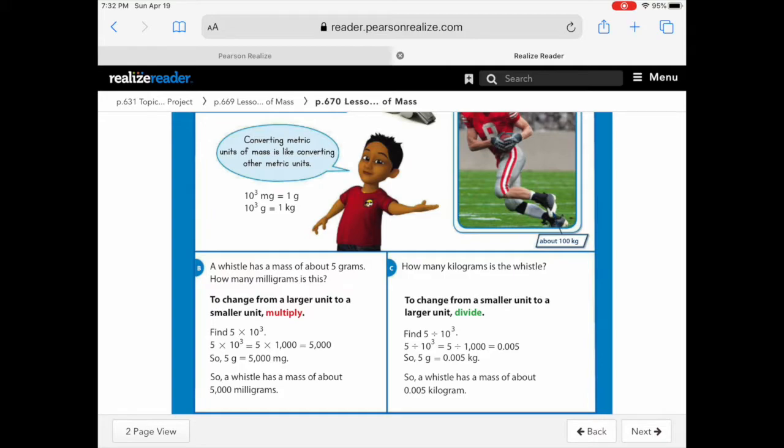Oh my goodness, the kilograms. But let's figure it out. It's now 5 divided by 10 to the power of 3, or 5 divided by 1,000. That means I move my decimal point how many places? 3. And when I move it 3, it's at 0.005. So that's what we're doing today.